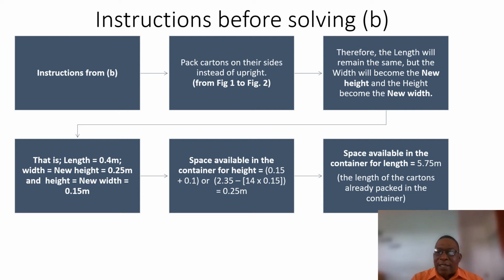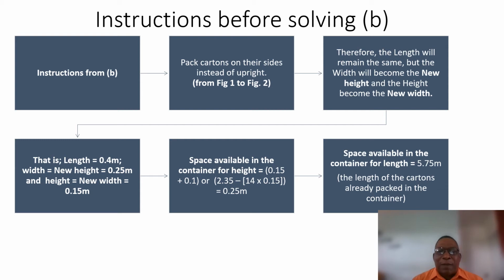So when you look at that explanation in the video of realistic scenario part 3b, you will see it clearer, right? Now, the length is 0.4 meters, doesn't change. What changes is the height. So now the width, which was 0.25, now becomes the new height, 0.25. And the height, which was 0.15, now becomes the new width, 0.15.